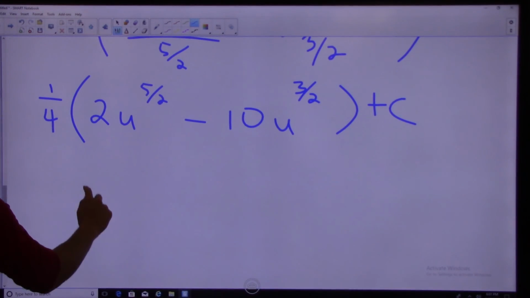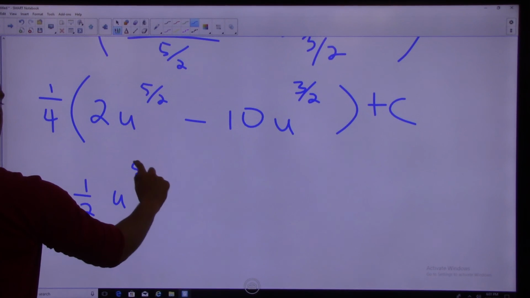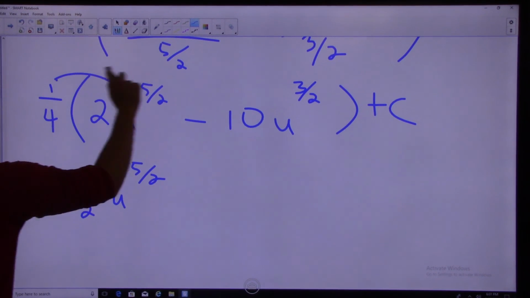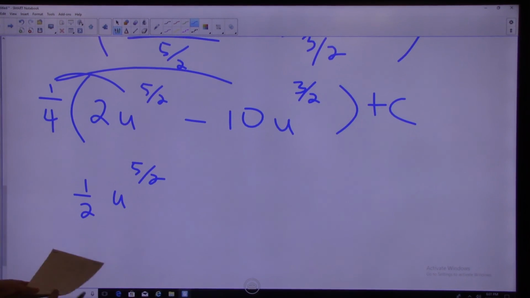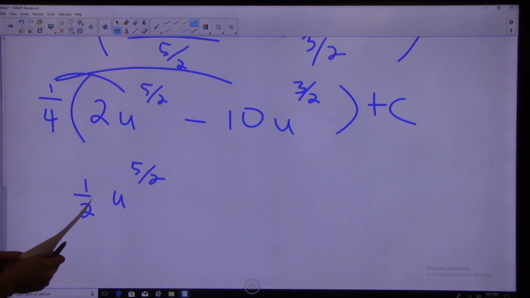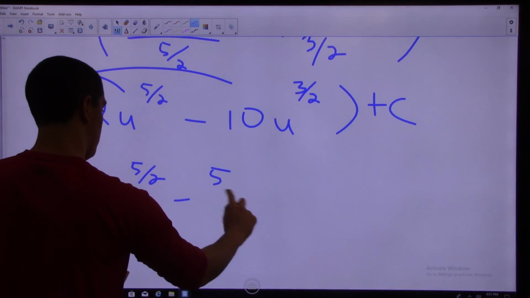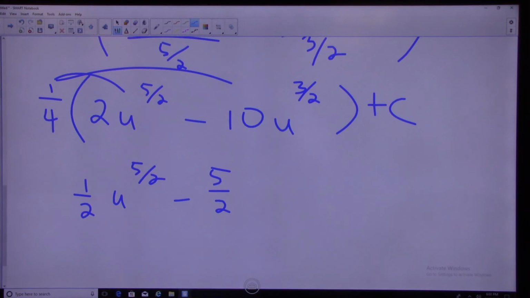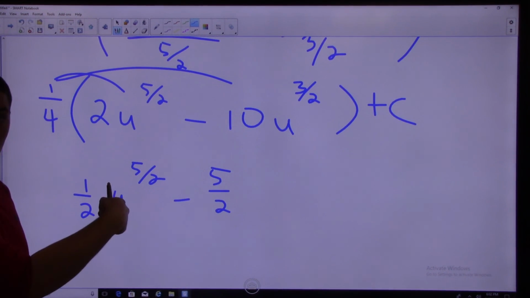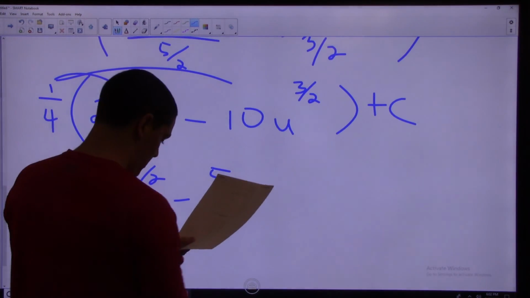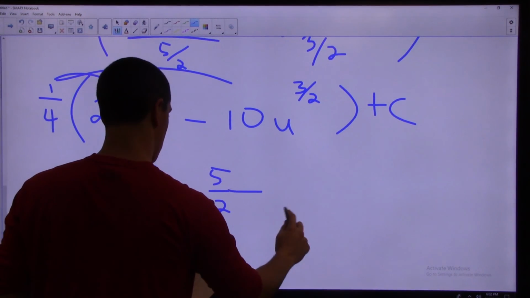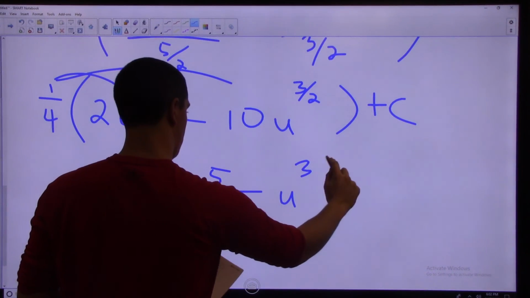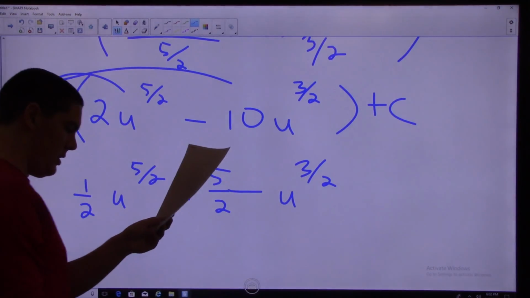So this will end up being 1 half u to the 5 halves. And then 1/4 of 10. Let's just call it 5 halves. 1/4 of negative 10 is negative 5 halves. Okay? 10 over 4, reduced to 5 halves. Then we got u, let's just write as u to the 3 halves, and then plus c.